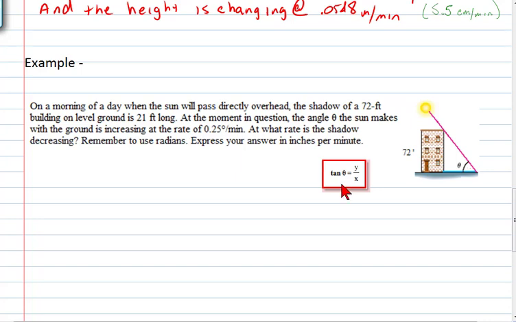We're going to use the fact that tangent theta is equal to opposite over adjacent. Here's the angle theta. What we know is this rate of change, d theta dt, is equal to 0.25 degrees per minute. A quarter of a degree per minute. That's the rate of change.